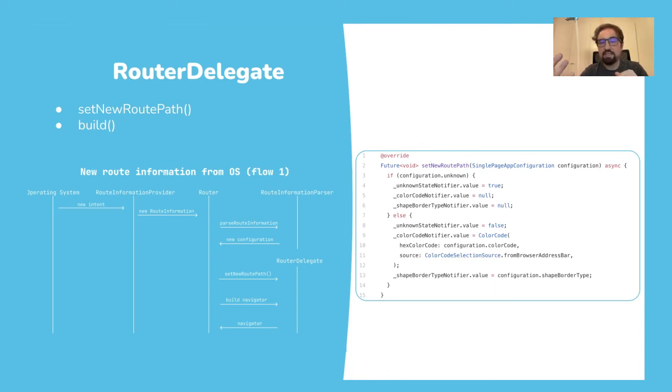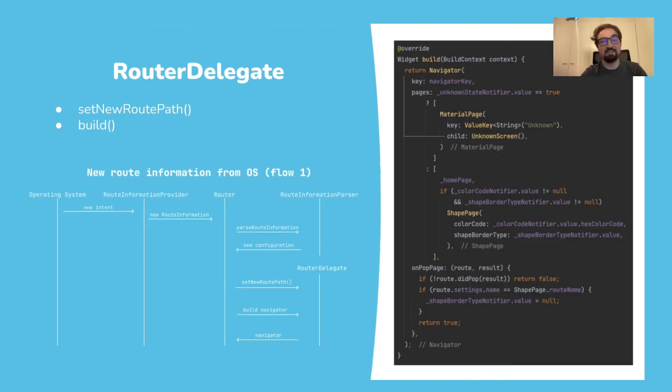Here, the router delegate updates the internal app state, and then the router widget asks the router delegate to give a navigator. So we have these states, and then depending on the states, we provide a list of pages. This list of pages is actually the navigation history.